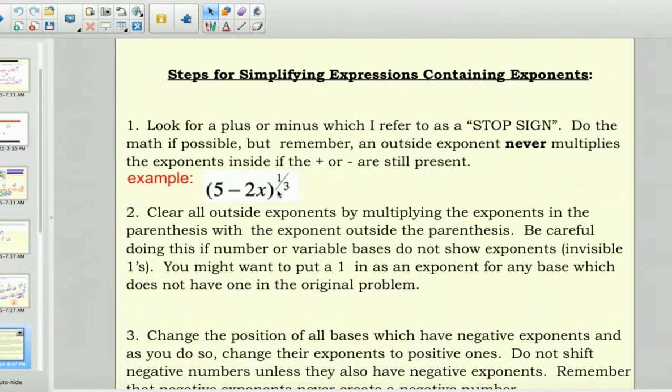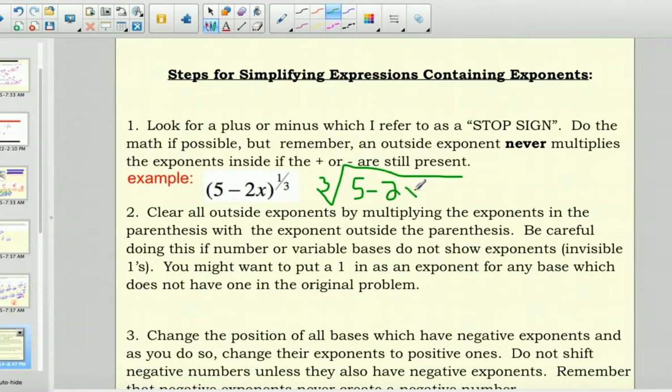Anytime you see one of these, I think we know what to do, right? You cannot distribute the exponent, right? So if it was 2, you would have to FOIL. If it's 1/3, you just leave it like that. And that's as much as you're going to do for now. You could rewrite it as the 3rd root of this whole thing, 5 minus 2x, right? That's fine too, but that's the same thing as this.